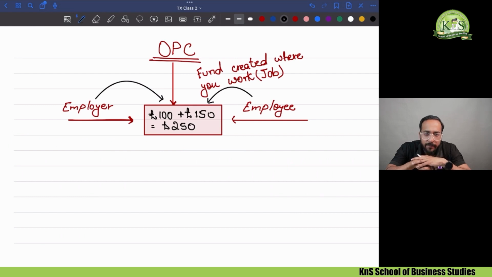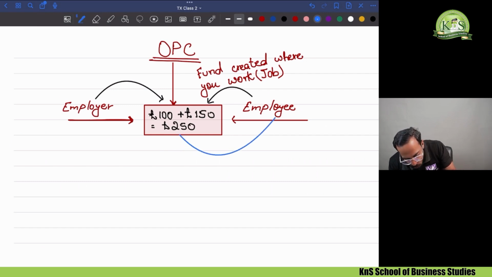When the employee leaves the job, this fund will be broken and the amount which is contributed in it, let's suppose £250, will be given to the employee, right, at the time of leaving the job or retirement. Got it? That's the concept of occupational pension contribution. That's the best example to explain it.